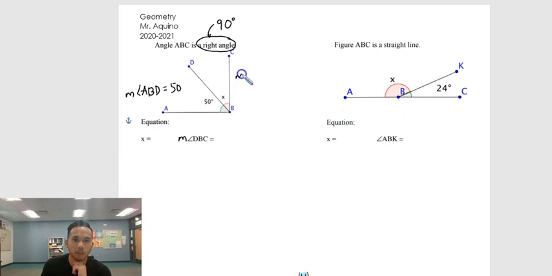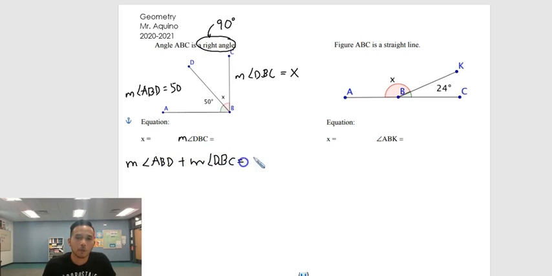And the measurement of DBC is equal to x. Okay, and if I add these two angles, will give me 90 degrees. So I'll be adding them. The measurement of angle ABD plus the measurement of angle DBC is equal to 90 degrees.